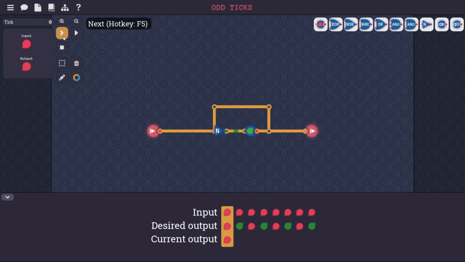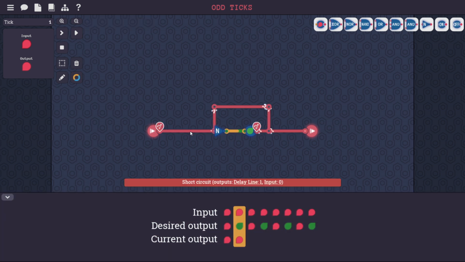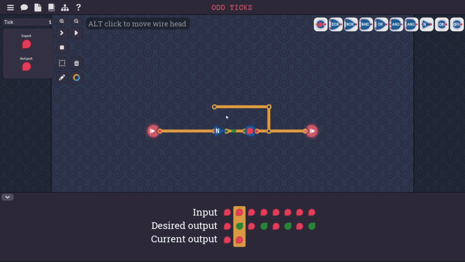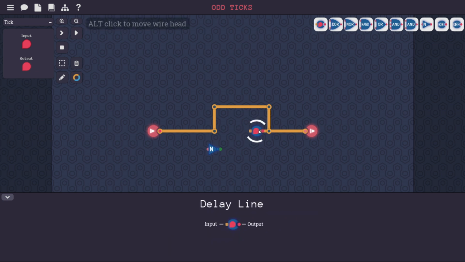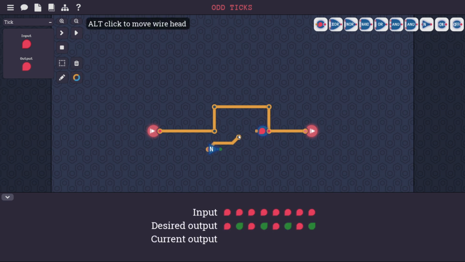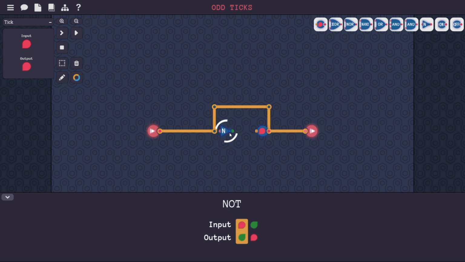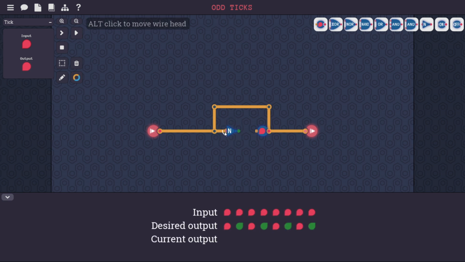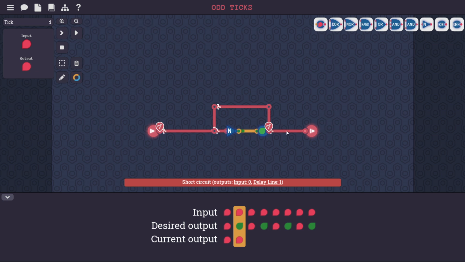So we are able to move just 2 ticks. Oh no. This line is on, so this is on, but this is off, so that's an issue.